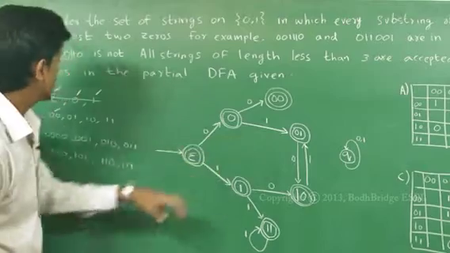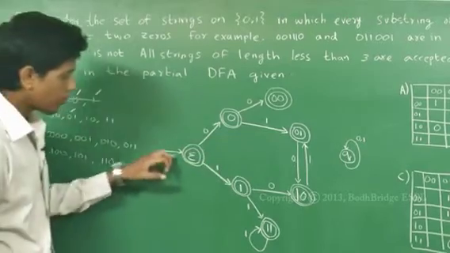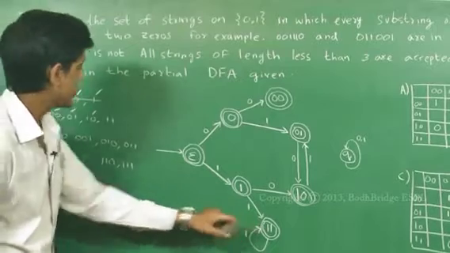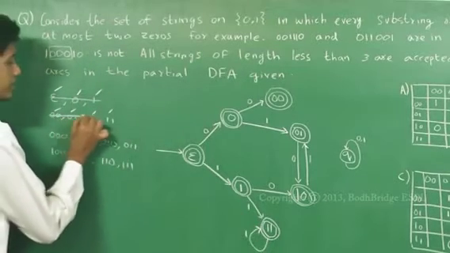0, 1, 0, 1 is accepted. 1010 is accepted. 1111 is accepted. So these 4 are also accepted.